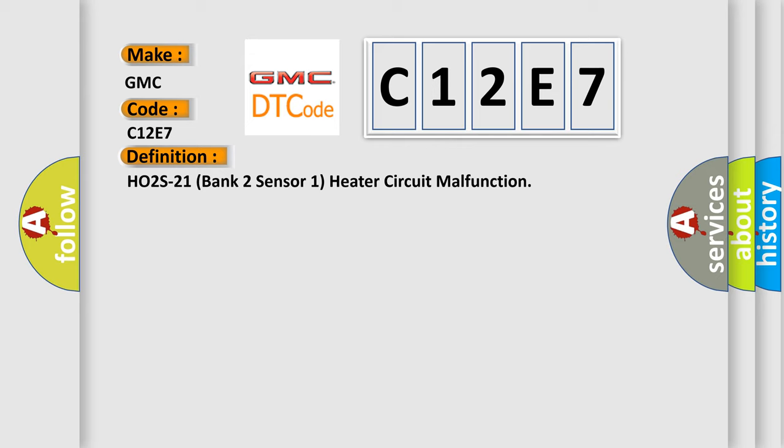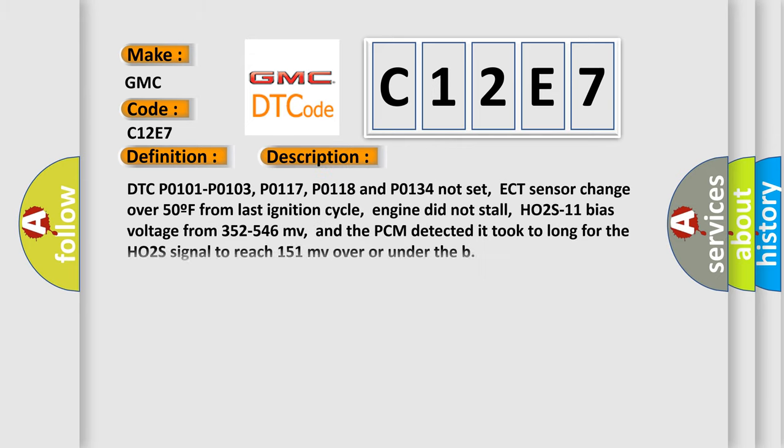And now this is a short description of this DTC code. DTC P0101-P0103, P0117, P0118 and P0134 not set, ECT sensor change over 50F from last ignition cycle, engine did not stall, HO2S11 bias voltage from 352 to 546 mV, and the PCM detected it took too long for the HO2S signal to reach 151 mV over or under the bias.